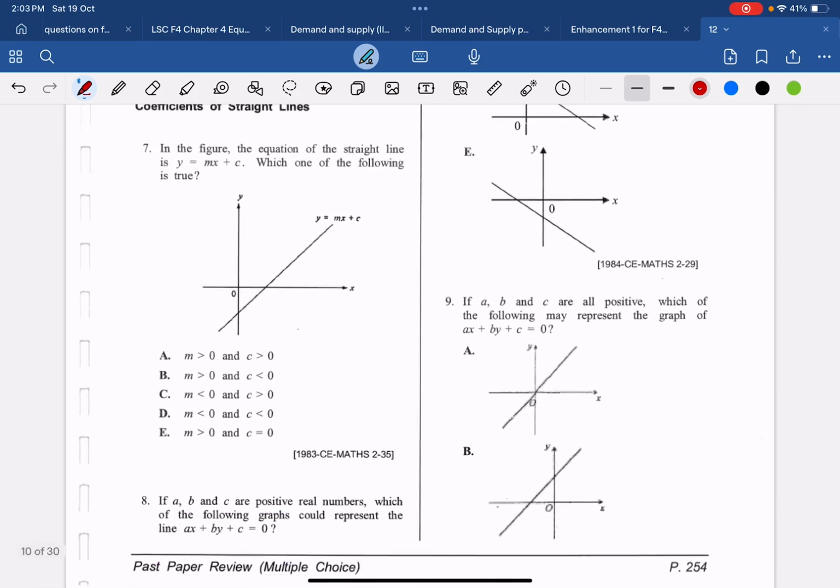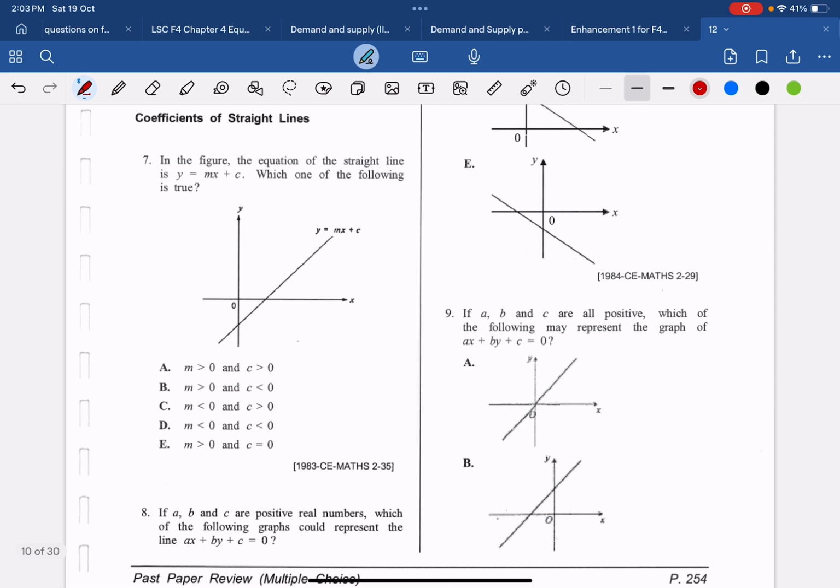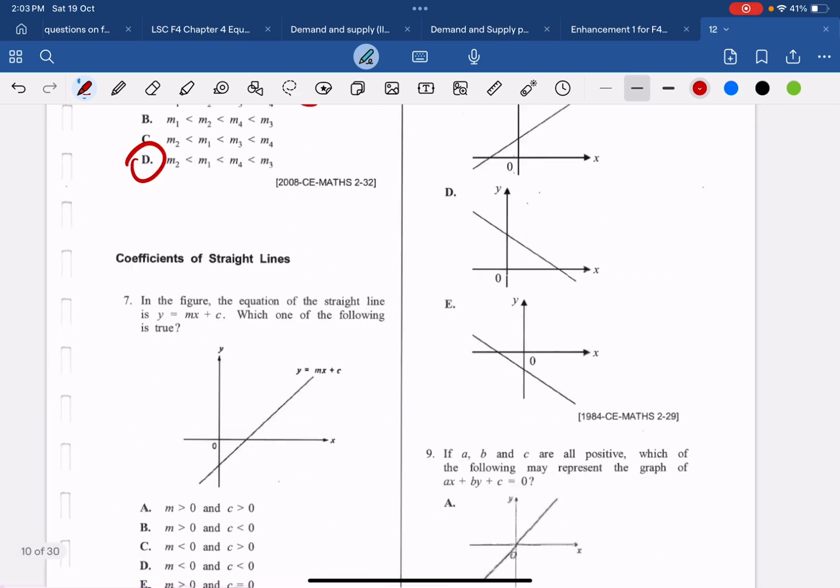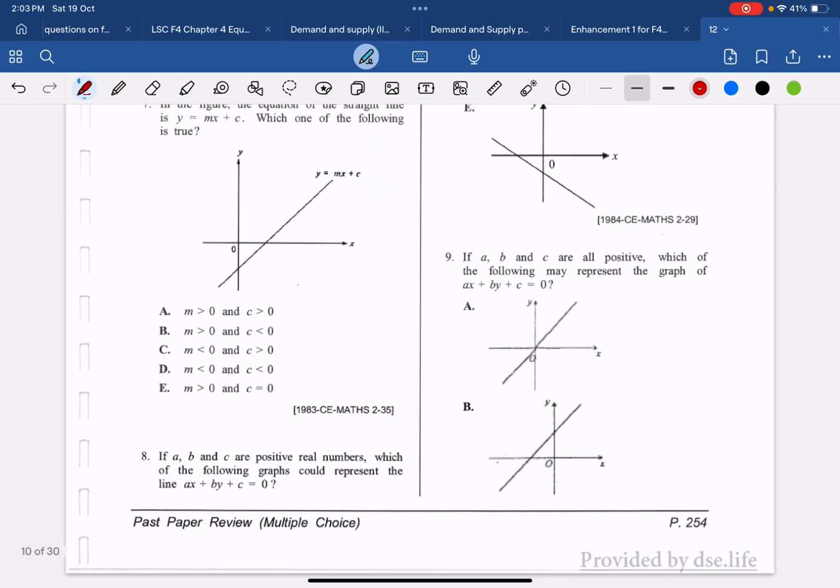Now I want to go to some questions where you may not be able to substitute numbers. Let's take a look at page 254, question 8. If A, B, C are positive real numbers, which of the following could represent a graph of AX plus BY plus C equals 0? We can think mainly of the slope, the x-intercept, and the y-intercept.